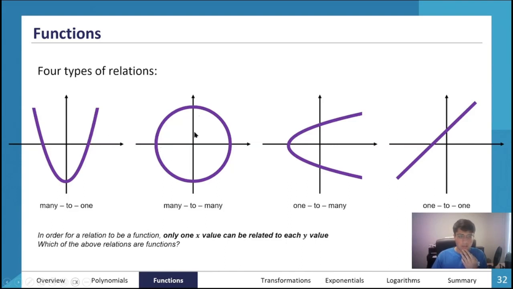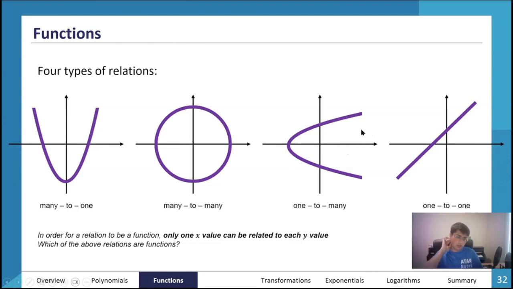We can have many to many, so many x values map to many y values. In this case, let's pick an x value at this point along the x-axis. This maps to this y value up here as well as this y value down here. And the same thing with y values. If we pick a particular y value, let's say we pick this one up here, it's going to map to this x value as well as this x value. You can have one to many and one to one.